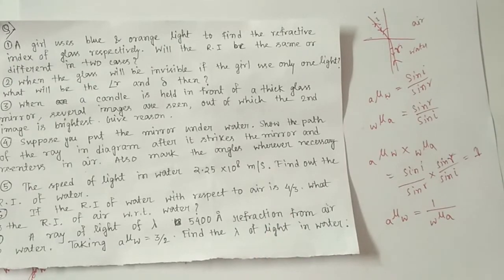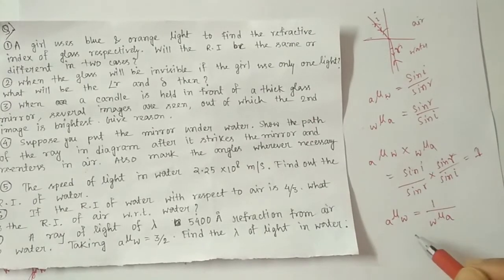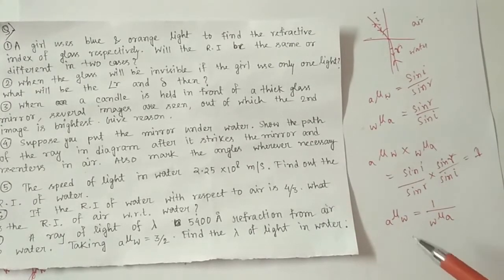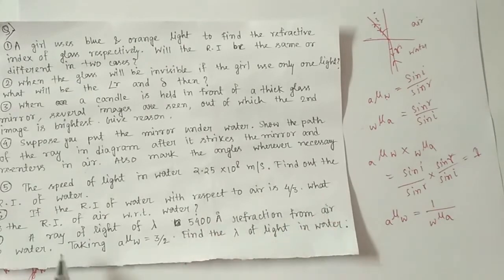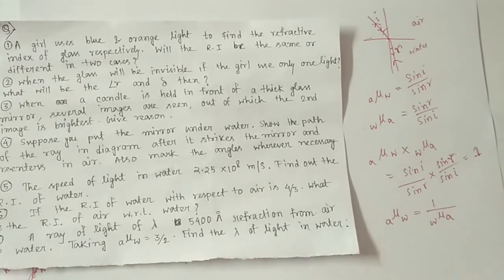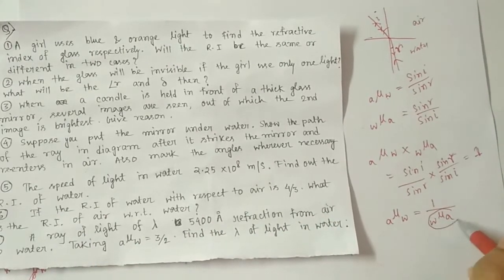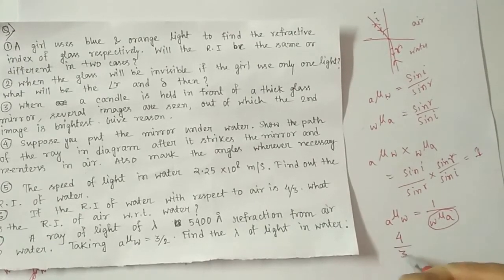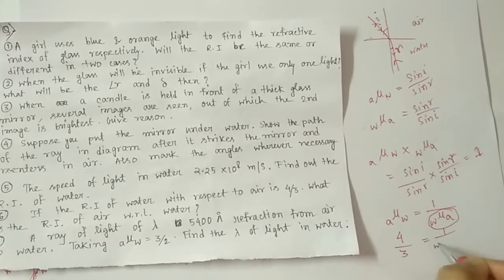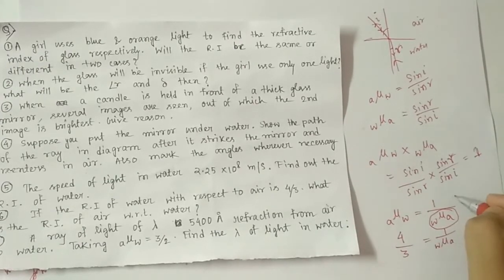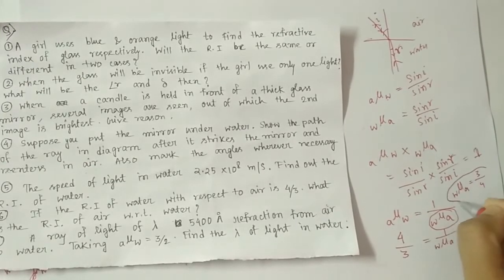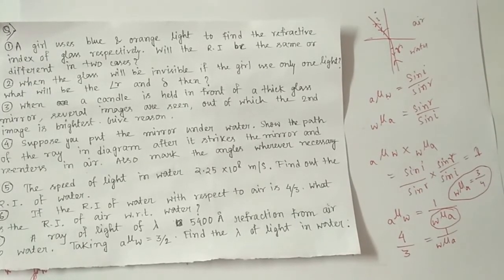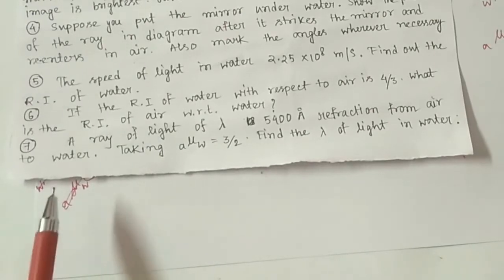So the refractive index of air with respect to water will be what? You are to determine the refractive index of air with respect to water. So if A mu W is 4/3, 1 by W mu A, so W mu A is equal to what? 3/4. That is the answer. Okay. Now next move on to the seventh question.